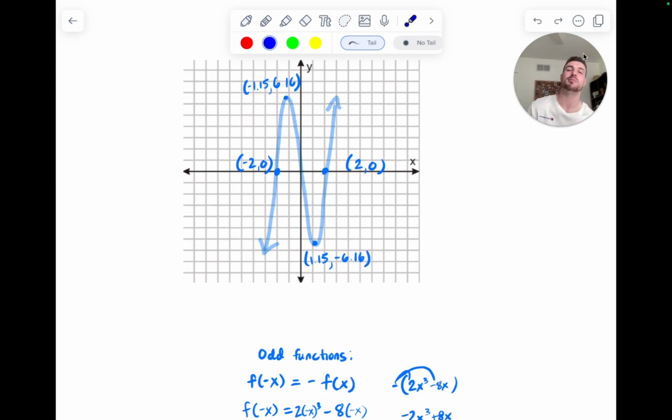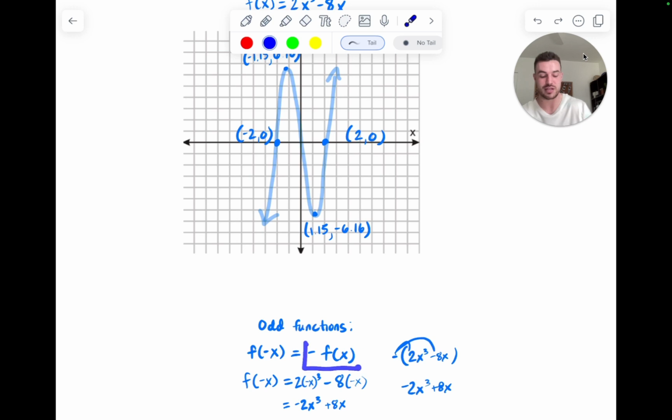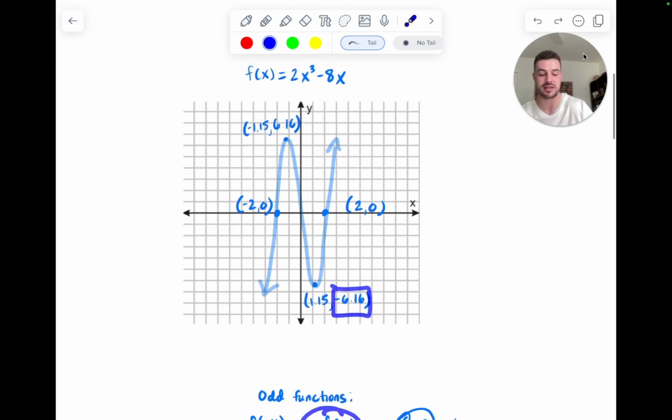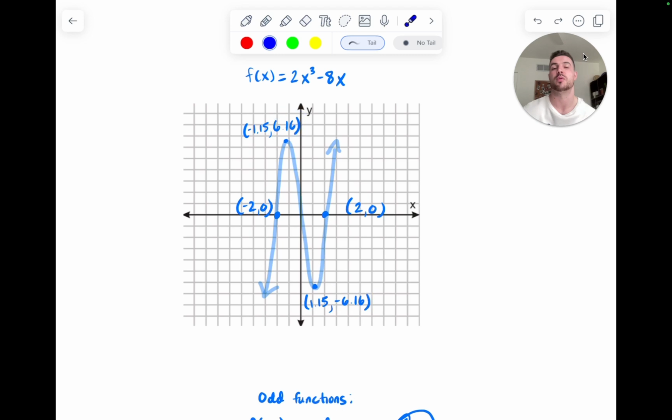So again, this one's a little bit more difficult to comprehend. It's just saying plugging in a negative x value will lead us to the opposite y value. So when I plug in a positive 1.15, I get out a negative 6.16. Well, this definition is saying, hey, if I plug in the negative version of that x, if I plug in a negative 1.15, I should get the opposite of this. And then the opposite of negative 6.16 is a positive 6.16.